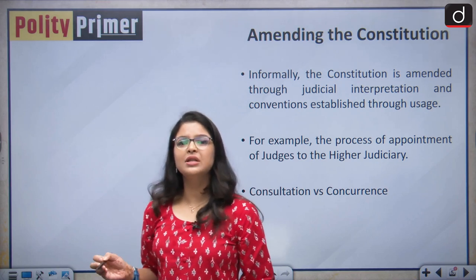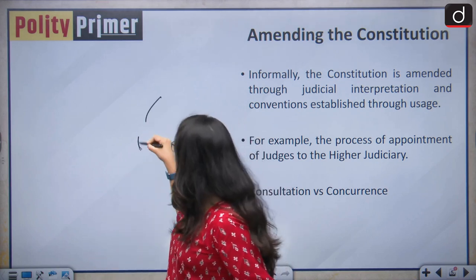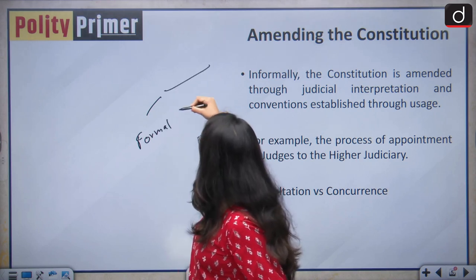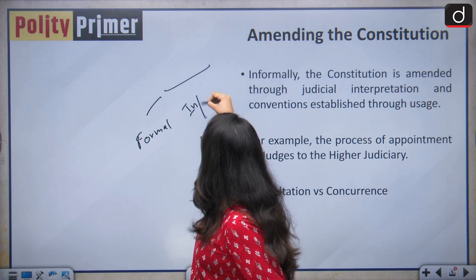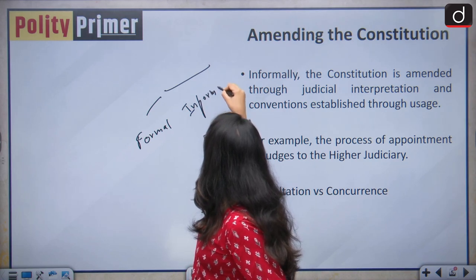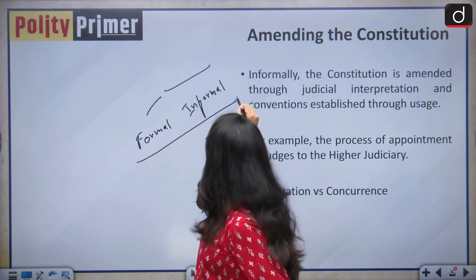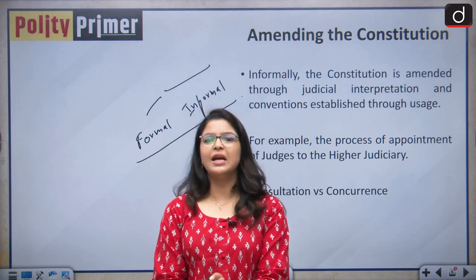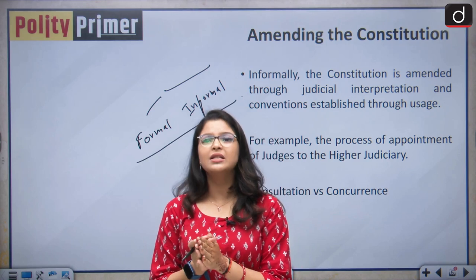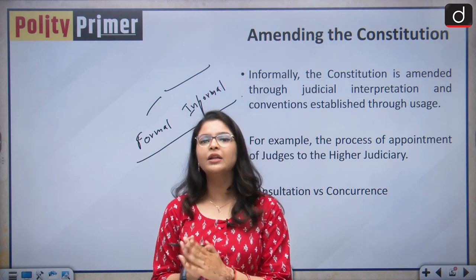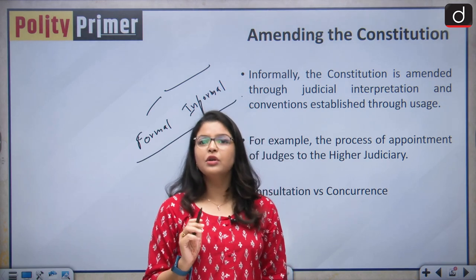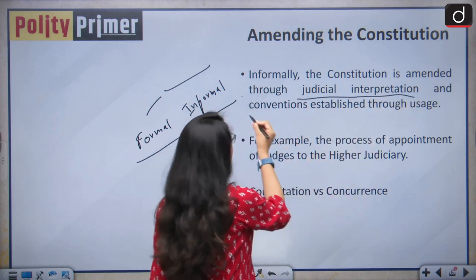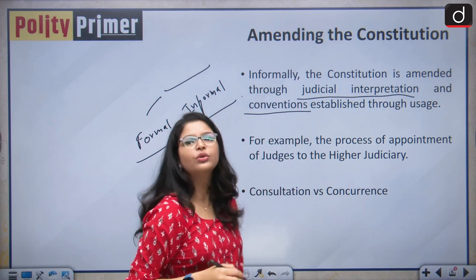This amendment process can either be a formal process, or it can also be an informal process. We'll see the formal process in our further slides. And if we talk about the informal process to amend the Constitution, it involves two devices, that is judicial interpretation and conventions established through usage.